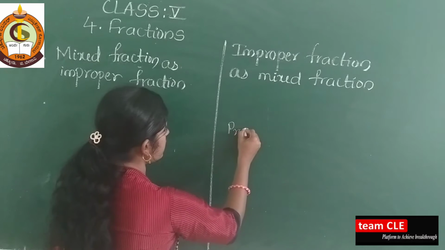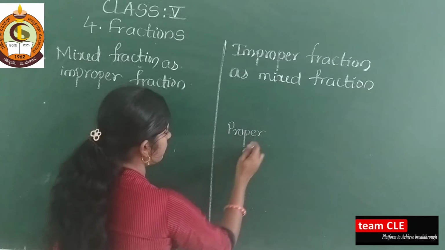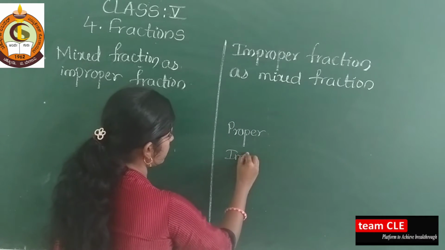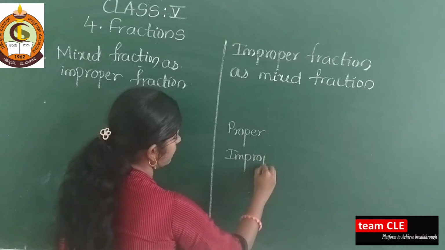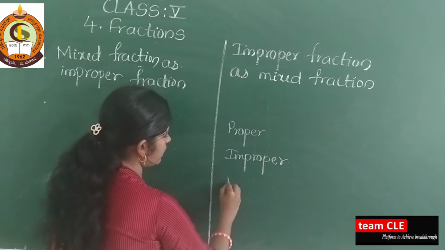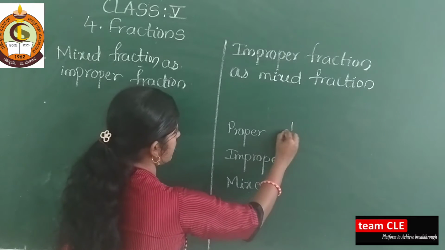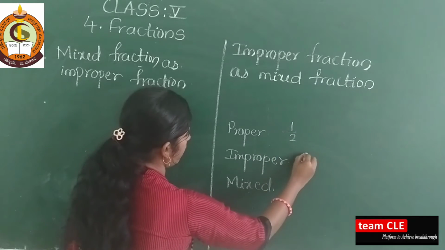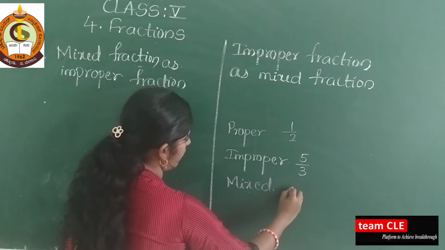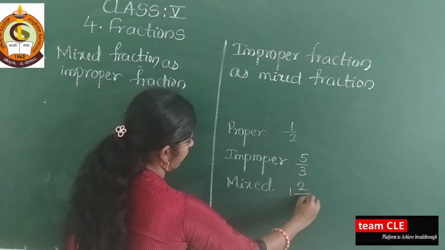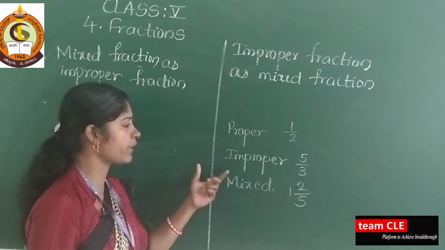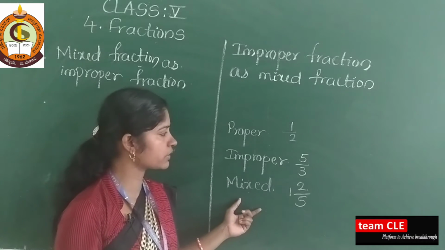See here, this is proper fraction, improper fraction, and one more is mixed fraction. Okay, so let us take some examples: 1 by 2, 5 by 3, 1 integer 2 by 5. So here proper fraction, improper fraction, mixed fraction is there.